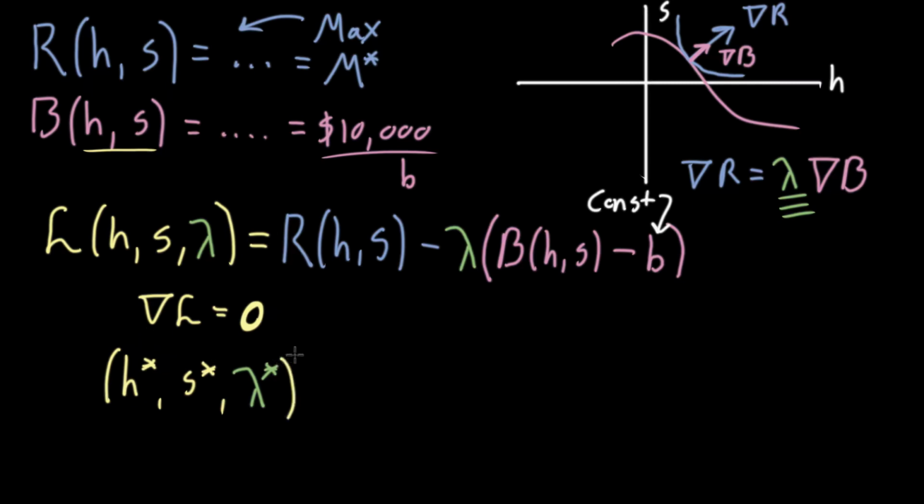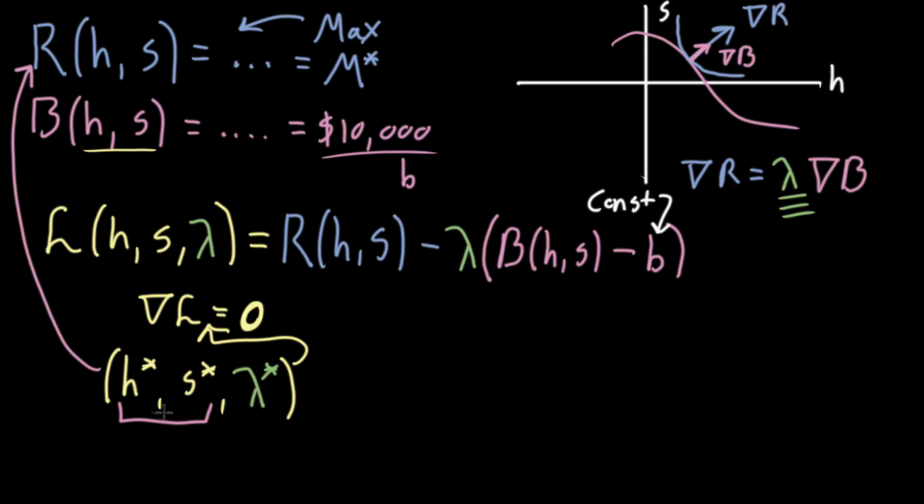You'll find some value that when you input this into the function, the gradient will equal 0. And of course, you might find multiple of these, right? You might find multiple solutions to this problem. But what you do is for each one of them, you're going to take a look at H star and S star. Then you're going to plug those into the revenue function, or the thing that you're trying to maximize.